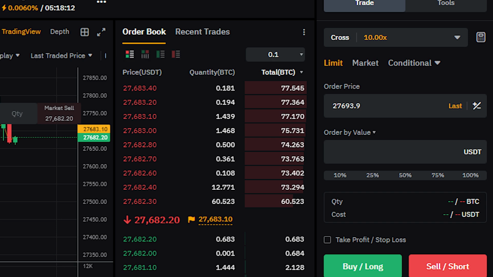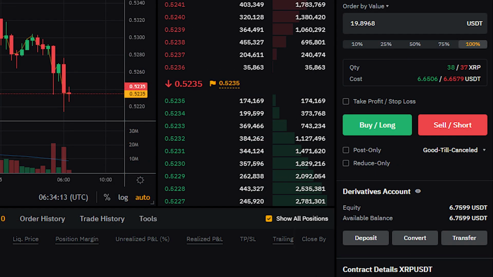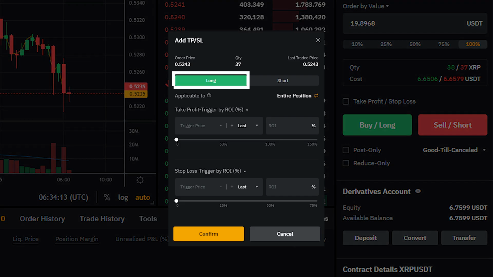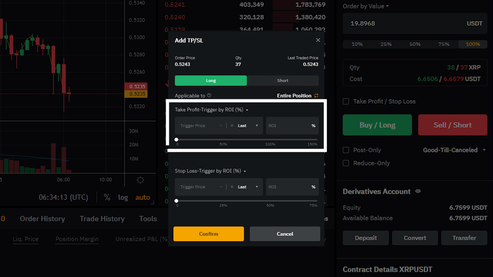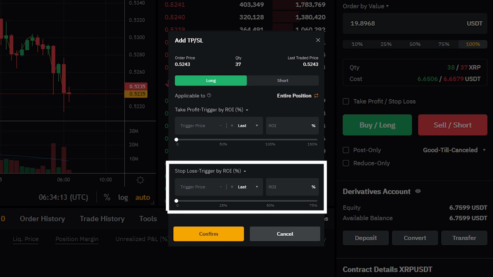If you want to set up a take profit or stop loss, click on Take Profit Stop Loss. For a long position, click Buy Long, and for a short position, click Sell Short to set the orders. The Take Profit trigger will automatically close your position when your target profit is reached, and the Stop Loss trigger will automatically close your position if you reach a certain loss level.